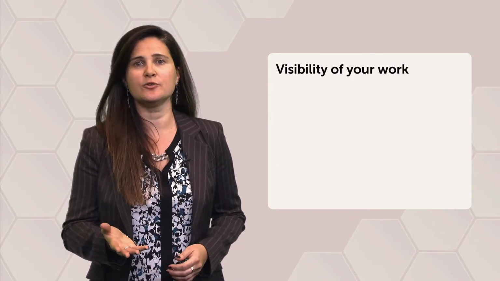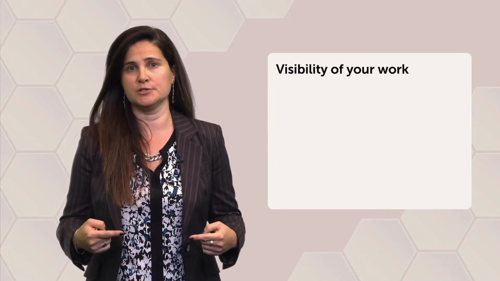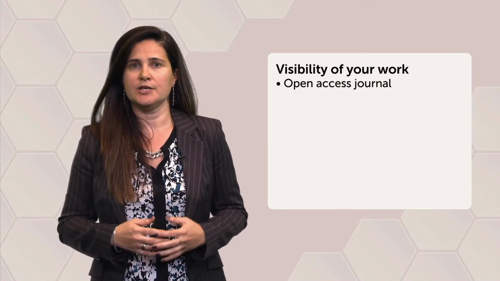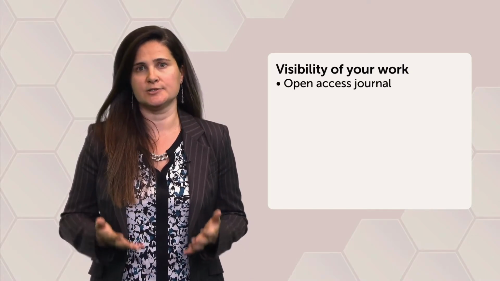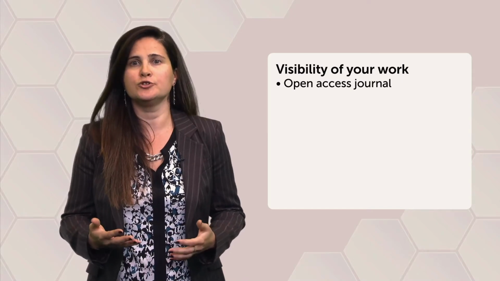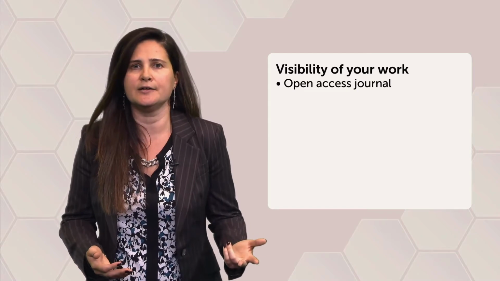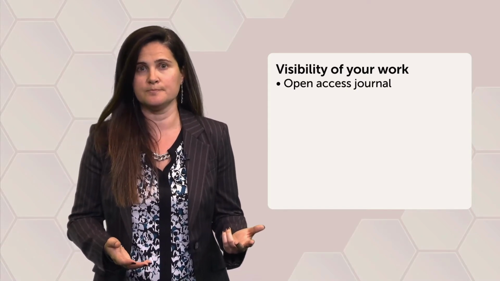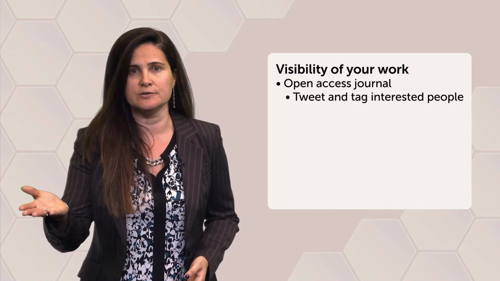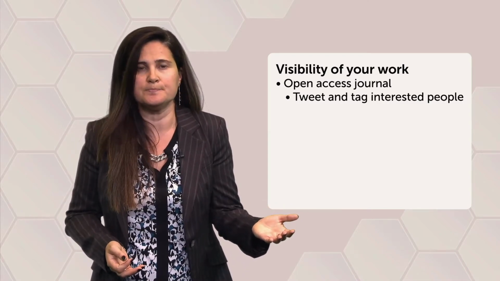Now let's talk about the ways to increase the visibility of your work after it is published. If you publish in an open access journal, upload your published paper on SSRN, ResearchGate, and any other suitable online platform. Tweet about your publication, tag interested people.